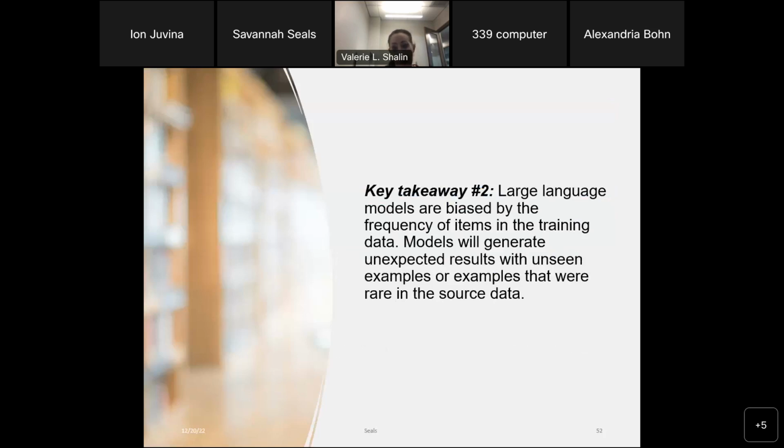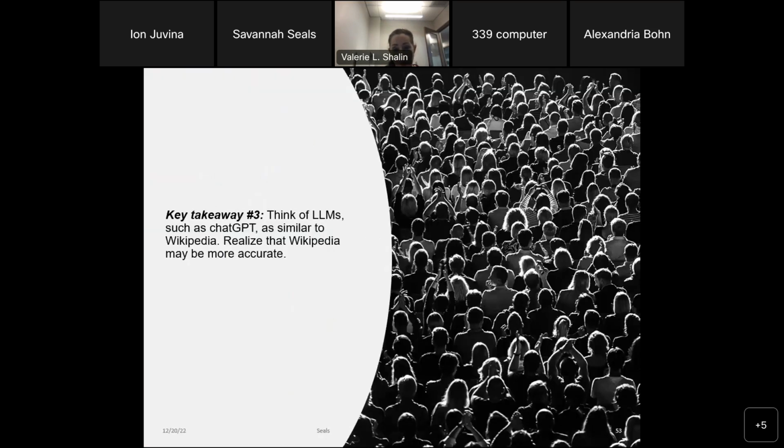And then second, large language models are biased by the frequency of items in the training data. So they're going to generate unexpected things with unseen examples or examples that were rare in the source data. Number 3, think of large language models like ChatGPT as similar to Wikipedia, and realize that Wikipedia may be more accurate because, again, Wikipedia is benefiting from a wisdom of the crowds effect.